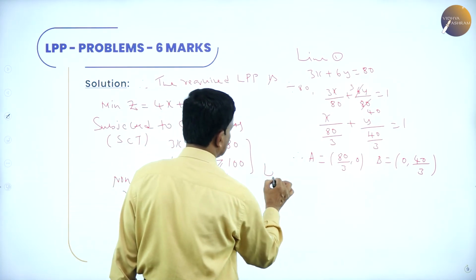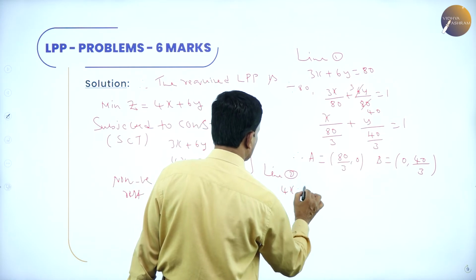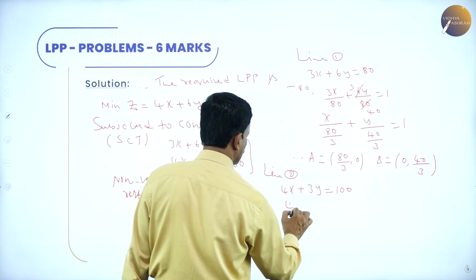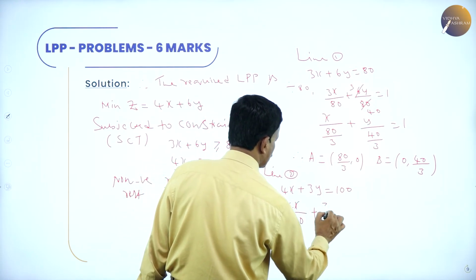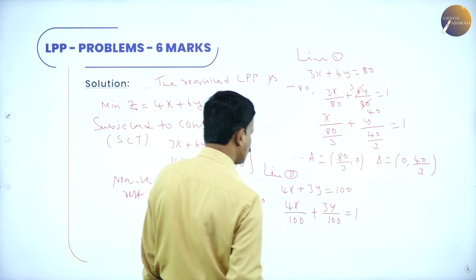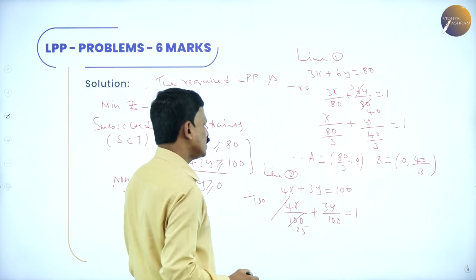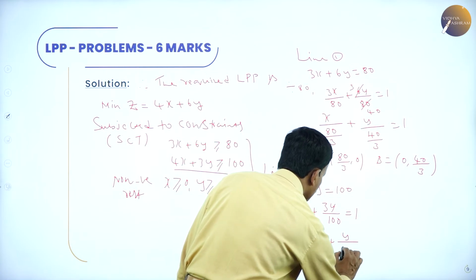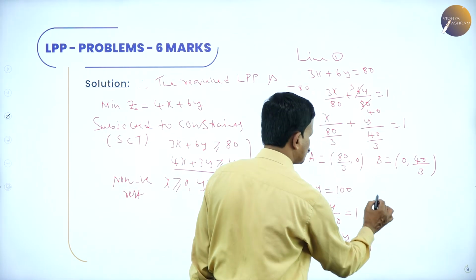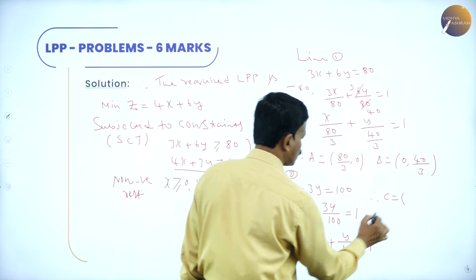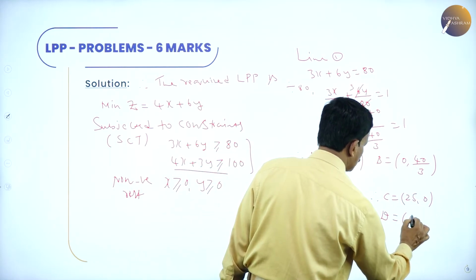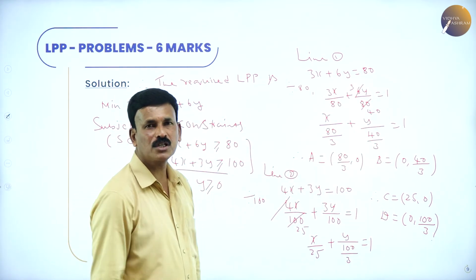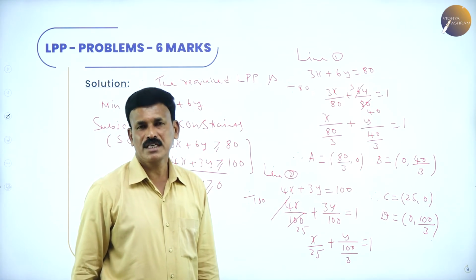Now let us come to line 2. What is line 2? Line 2 is 4X plus 3Y is equal to 100. Divide by 100. 4X by 100 plus 3Y by 100 is equal to 1. This is 25 times, cancel. You will get X by 25 plus Y divided by 100 by 3 is equal to 1. So therefore, the coordinates of C are 25 comma 0 and D is equal to 0 comma 100 by 3. So these are the points of contact, the coordinates of line 1 and line 2.